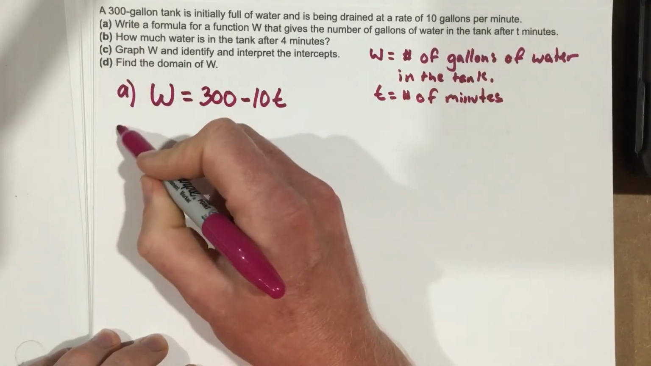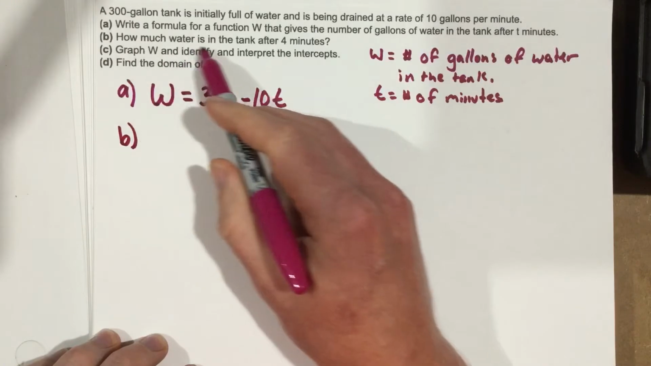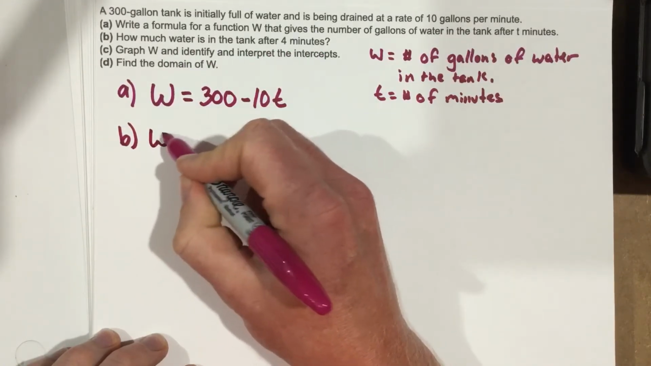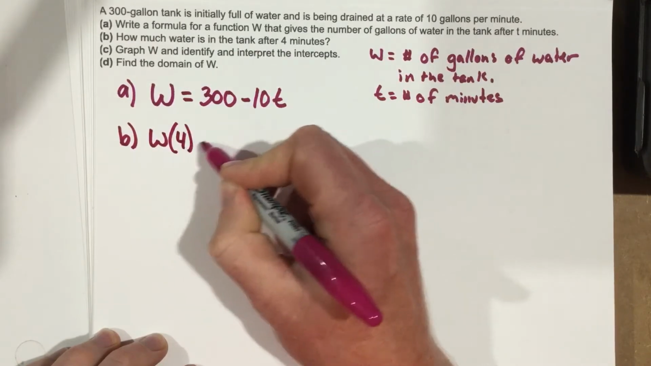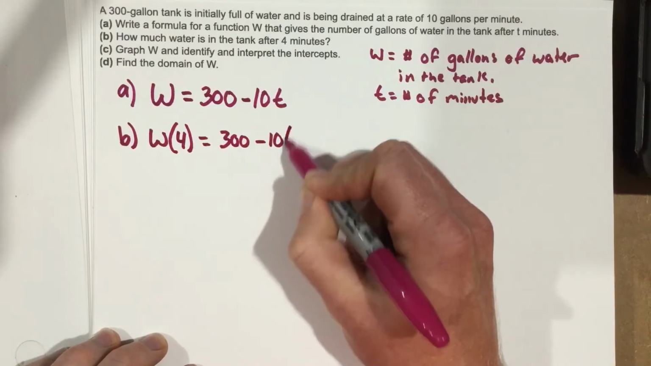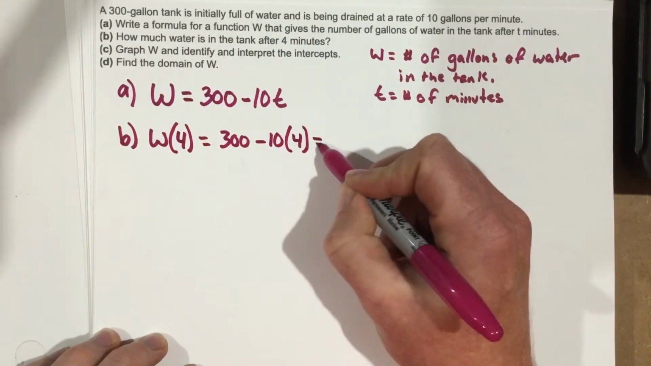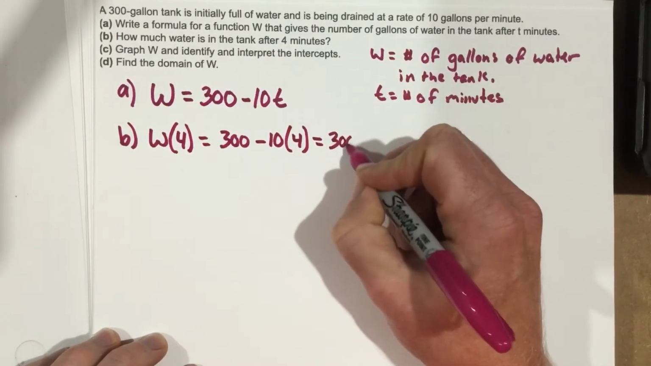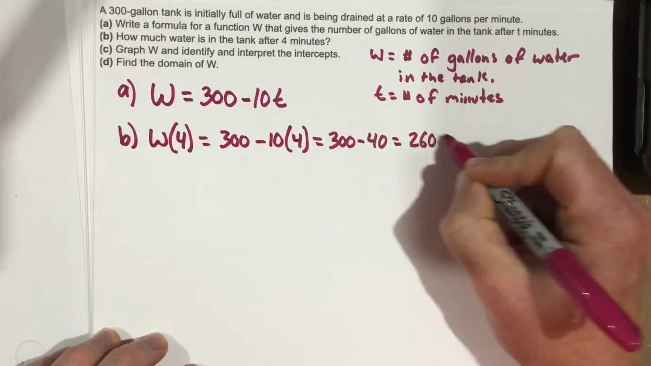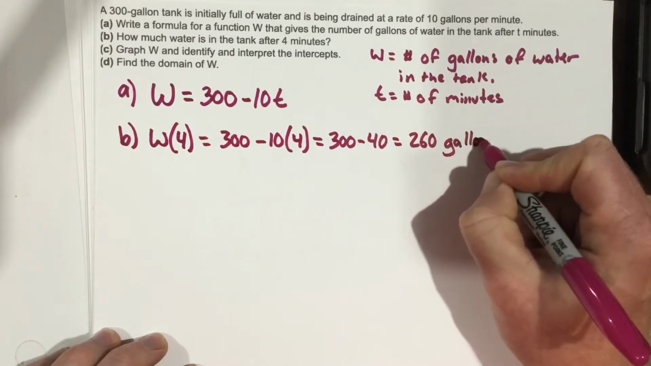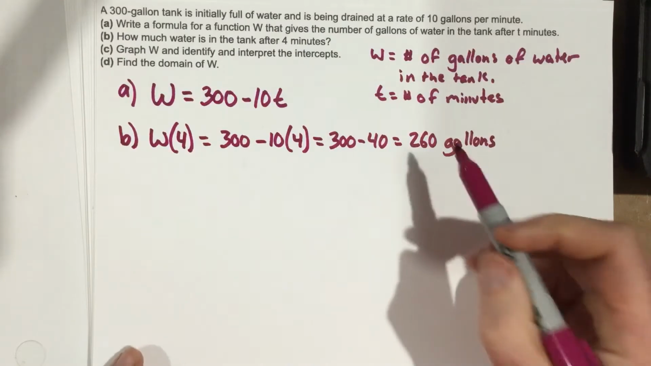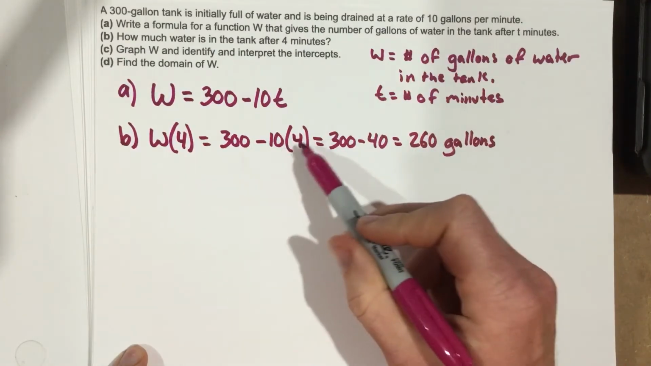So part B then, they say how much water is in the tank after 4 minutes. Well, in that case, they're saying, let's take our W function with an input of t and see what we get. Well, we do 300 minus 10 times 4. That's 300 minus 40, which gives you 260 gallons left. Okay, so we have 260 gallons left after plugging in, or after 4 minutes.